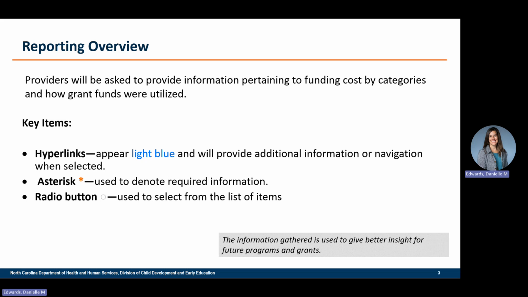As you're in the portal completing your report, you may notice some things as you're making your way through. Hyperlinks will appear in light blue, and that is links to provide additional information or navigation through the reporting. Anything marked with an asterisk will need to be entered. It is required information. The radio buttons, which look like little circles, are used to select from lists of items. And the information gathered in the reports are used to help plan for future programs and grants.